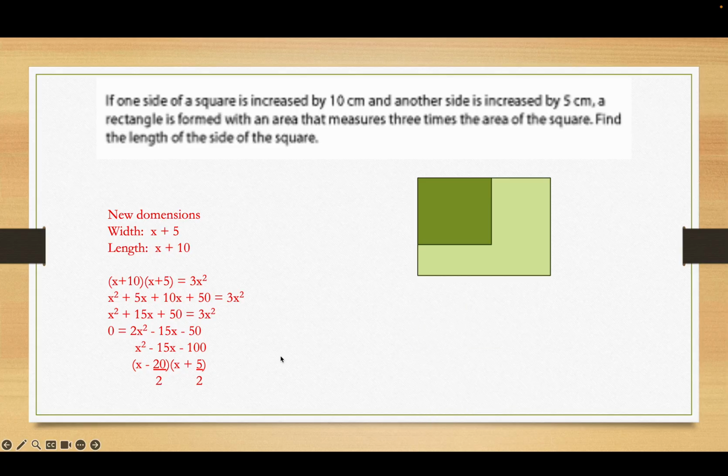And that gives me, oh, I meant to have this shown earlier. Here is the new length and the new width in the diagram, in case you don't realize it. Here's the new rectangle, x plus 5, x plus 10.